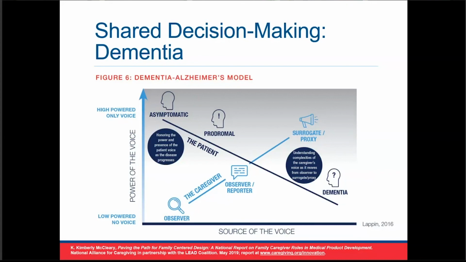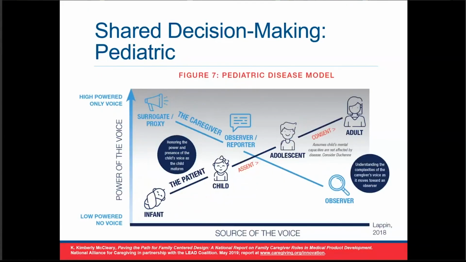If you look on the next slide, you can imagine the reverse situation in pediatrics, where a child, as they get older, becomes better able to report what's happening to them, and the caregiver's voice gets quieter over time. But that transition, particularly between being an adolescent to an adult, can be really difficult for a lot of caregivers.